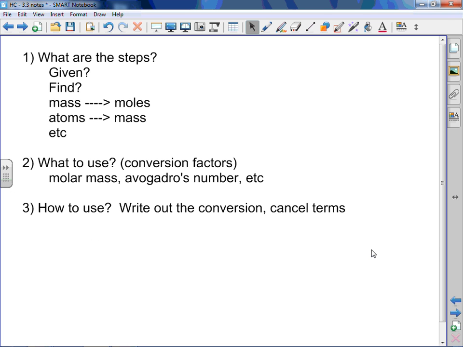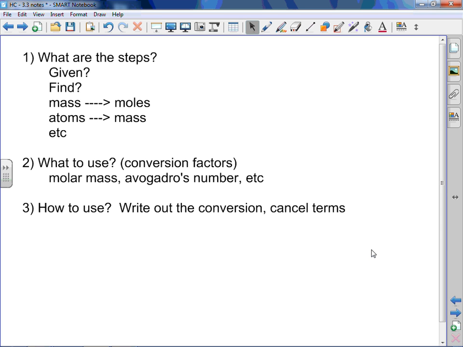All right, so here's a summary. What's the best way to solve all these problems? First of all, think about what the steps are. What are they giving me? What number is given in the question? What are they asking me to find? Once you've identified what they've given and what they want you to find, think about your steps. Oh, I have to do a mass to mole problem, or I have to do an atoms to mass problem, and so on and so forth.